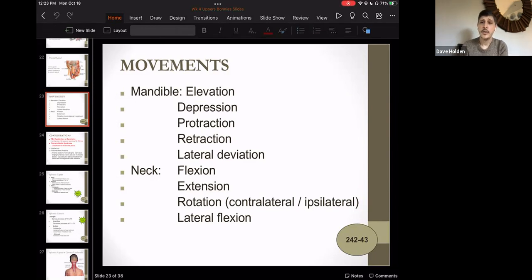For the neck, we've mentioned neck movements before. We have flexion, we have extension, we have lateral flexion, and we have rotation. Cool.